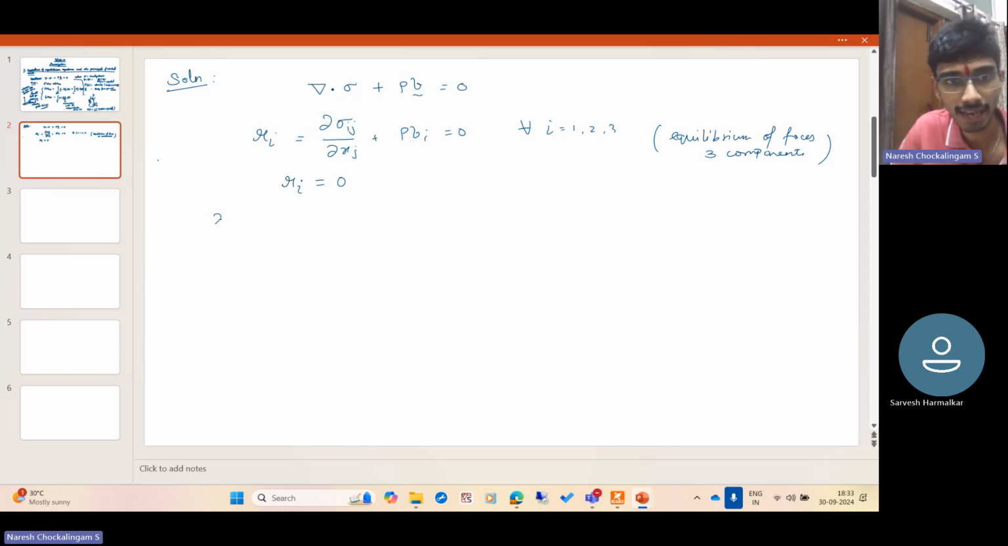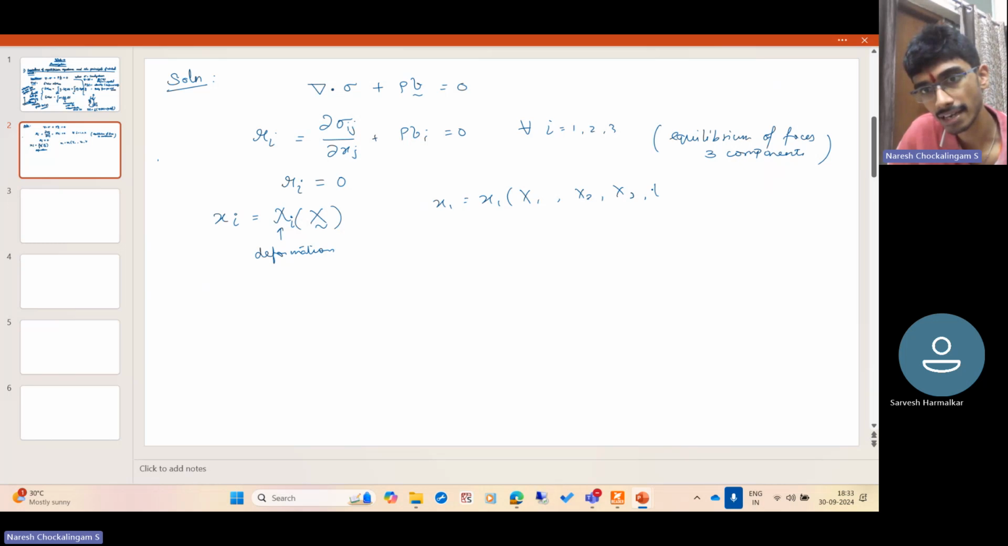So if you have a deformation, xi is equal to some chi i of capital X. This is the deformation field. Once we know the deformation field, that is x1 is equal to x1 of X1, X2, X3, and t. Similarly, x2 is equal to x2 of X1, X2, X3, and t, where capital letters denote the coordinates in the reference body, and the small letters denote the spatial body. So this specifies a motion. Now this mapping, you can call it chi.